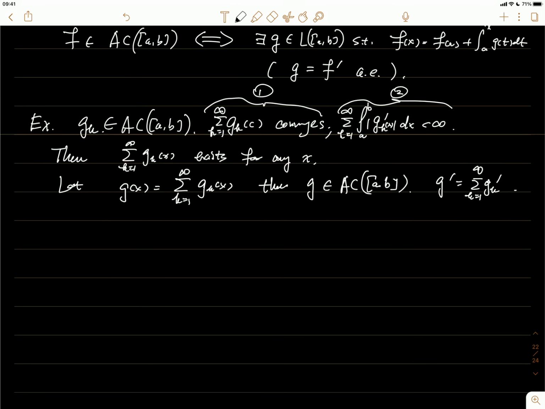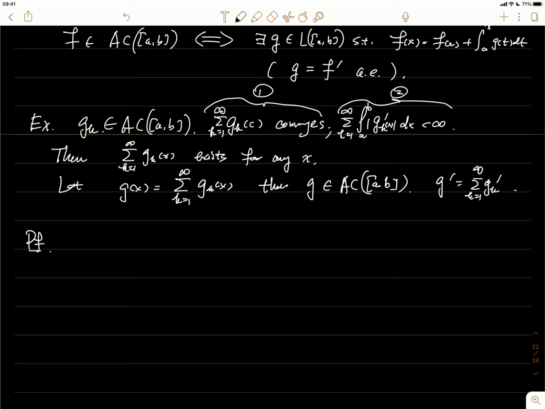Now let's recall what we have. We know that g_k is absolutely continuous for every k, and for some point c, this is just a series of numbers and they converge. Also the sum of the integrals here is finite. Then we can show that the sum of g_k exists for every x. Let's define the infinite sum to be g(x). Then this g is absolutely continuous, and the derivative of g is equal to the sum of the derivatives. Okay, so let's see how to prove this.